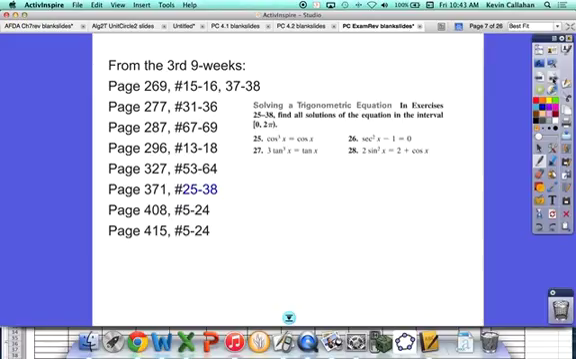But on the test, it definitely says in the interval 0 to 2π. So I was just trying to pick the ones that had that same kind of direction to it. So, for example, this first one, cosine to the third x equals cosine x. Do you remember how we attacked that?